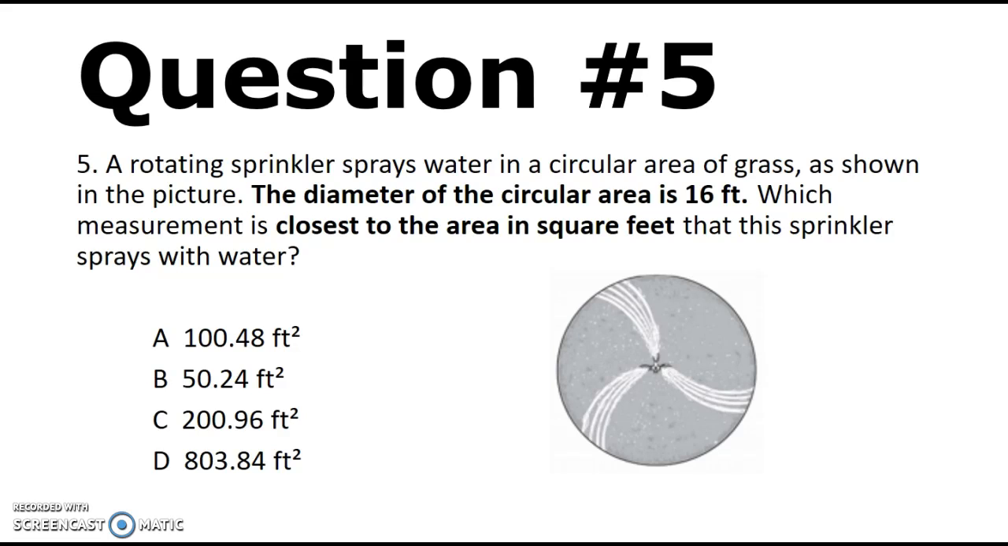Question number 5. A rotating sprinkler sprays water in a circular area of grass, as shown in the picture. The diameter of the circular area is 16 feet. Which measurement is closest to the area in square feet that the sprinkler will spray with water? A. 100.48 square feet. B. 50.24 square feet. C. 200.96 square feet. Or D. 803.84 square feet.